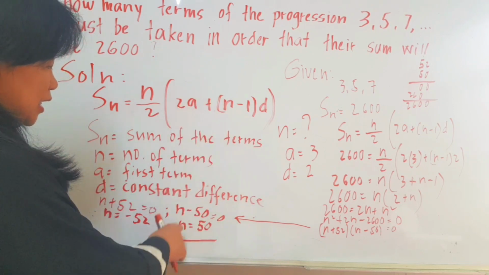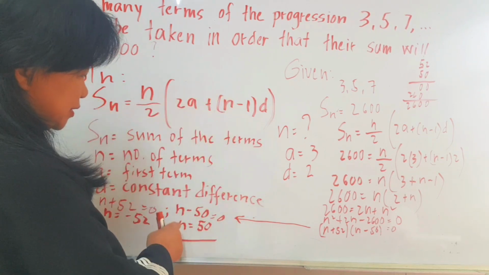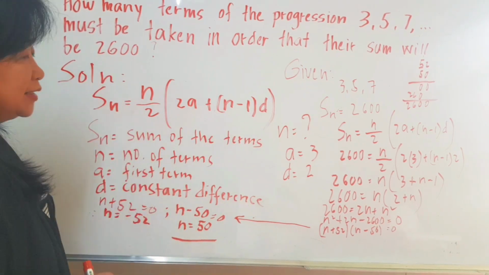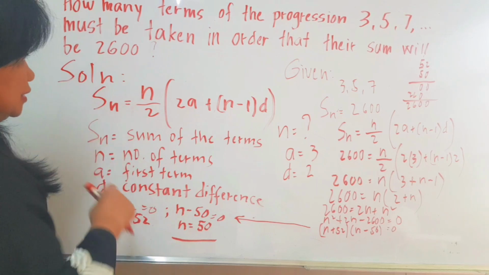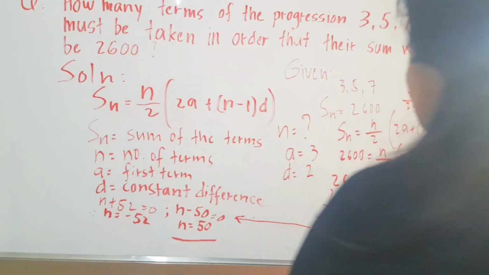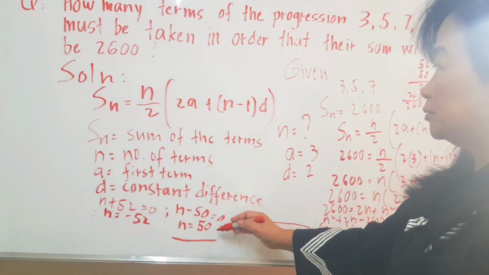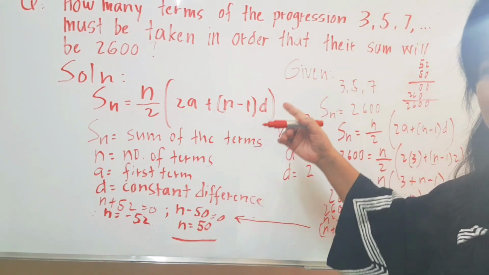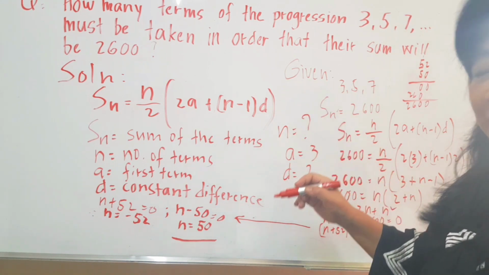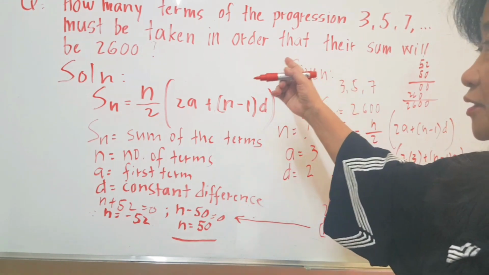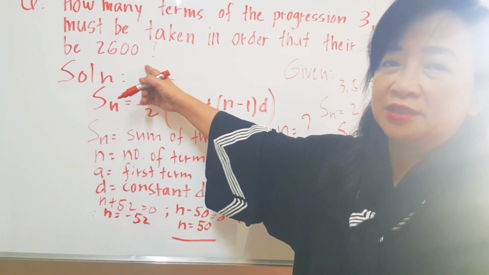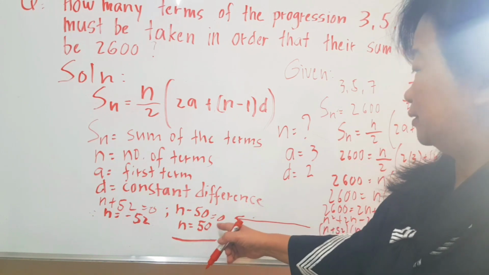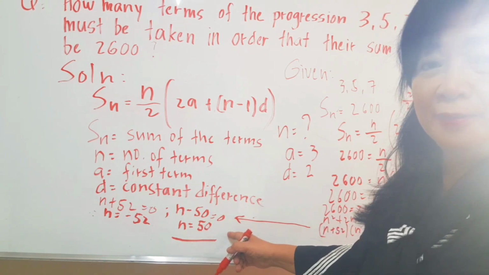That means 50 of the terms will result to 2,600 units. See, what I mean is this n, which is the number of terms, will be 3, 5, 7, 9, 11, till it becomes 50 terms. So the total of the 50 terms is 2,600. So this is the one we're looking for, the number of terms. N is equal to 50.